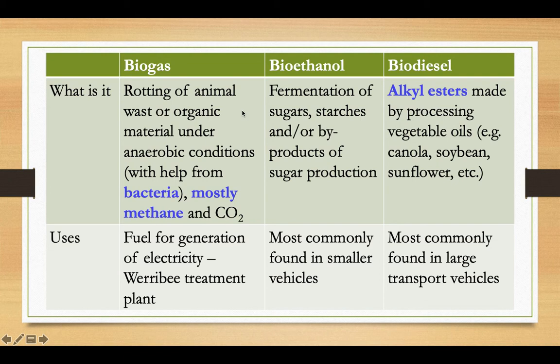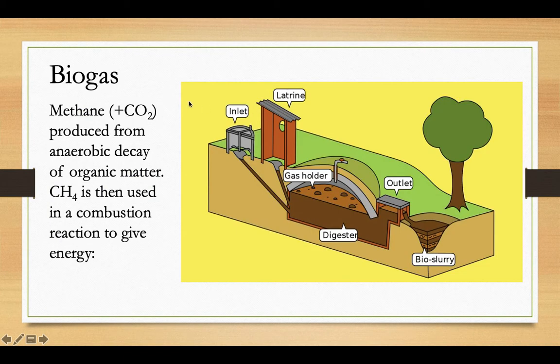Okay. So sometimes in rural areas, you might see this kind of setup. So animal waste, human waste, latrine is just another name for toilet. Okay, so this waste goes into this kind of concave, where bacteria weave their magic. The biogas produced can be harnessed through a pipe here. And then the methane in biogas can be used in a combustion reaction to produce energy.